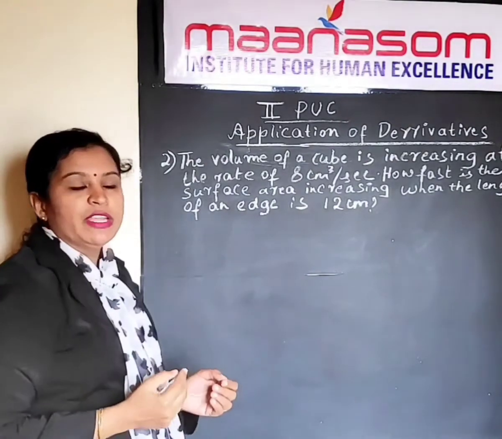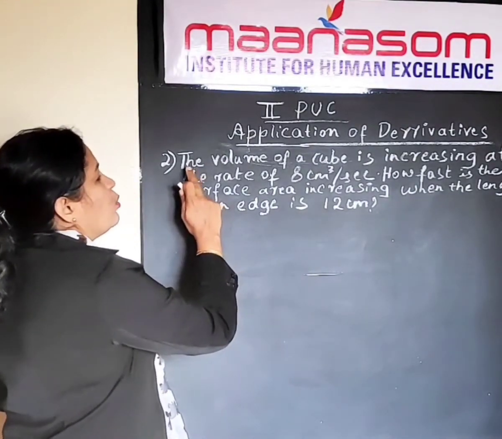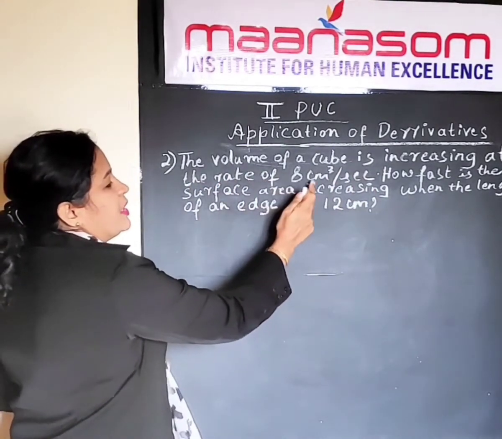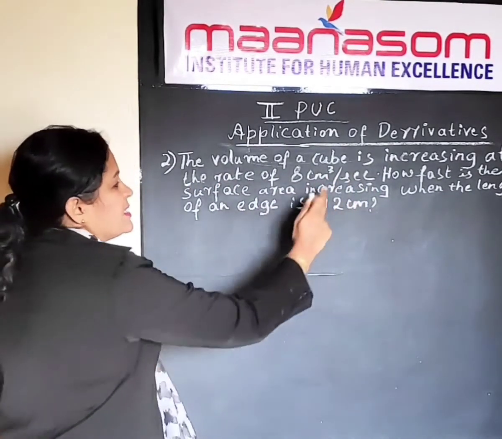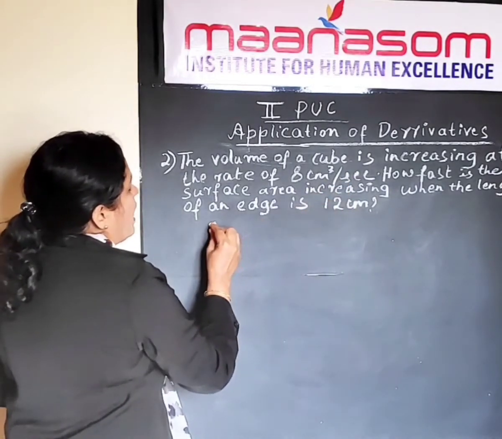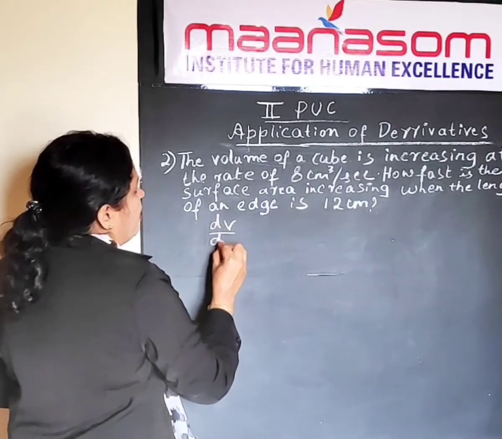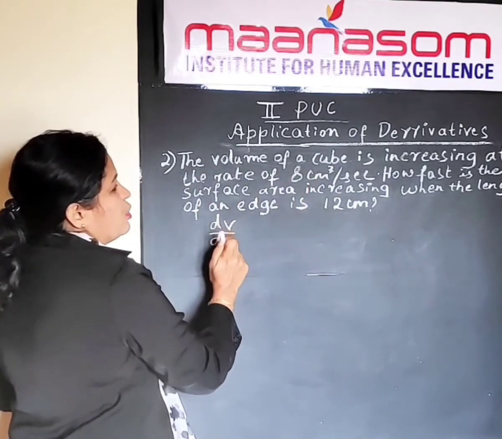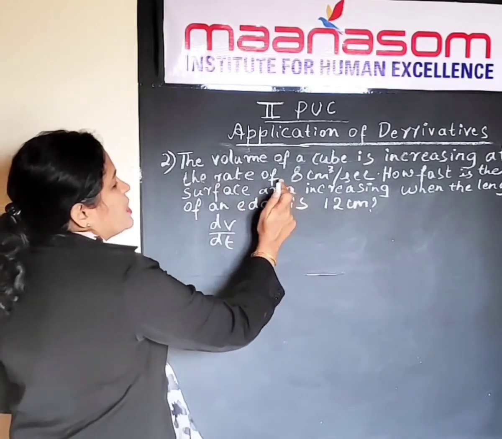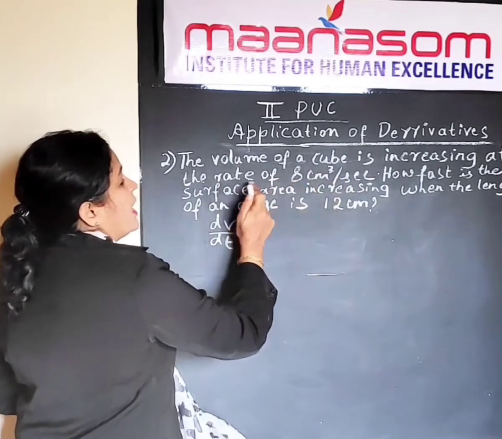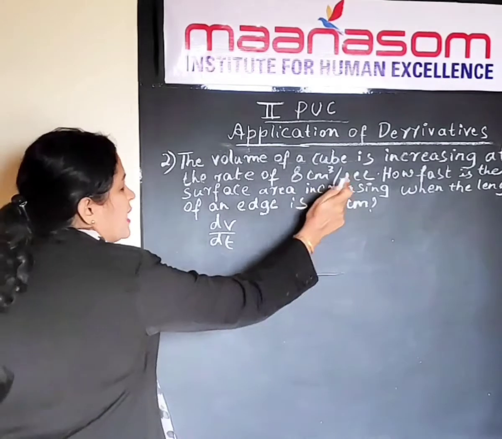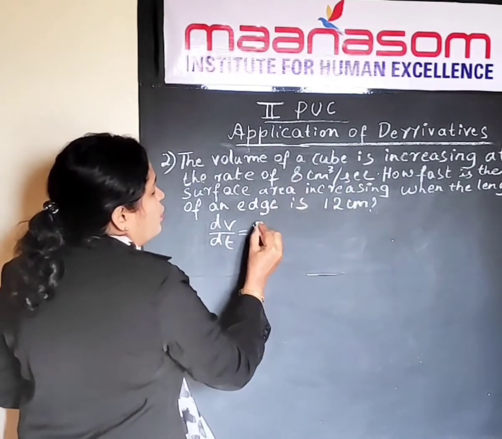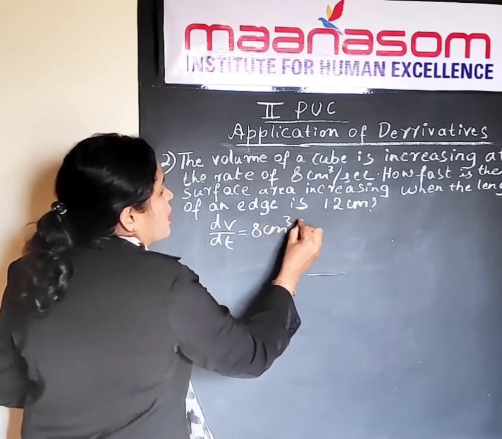First, let us write whatever is given. They have told that the volume of a cube is increasing at the rate of 8 centimeter cube per second. Since second is time, we will have to write dV by dt. Why have we written dV by dt? Because the volume of a cube is increasing. So dV by dt will be equal to 8 centimeter cube per second.